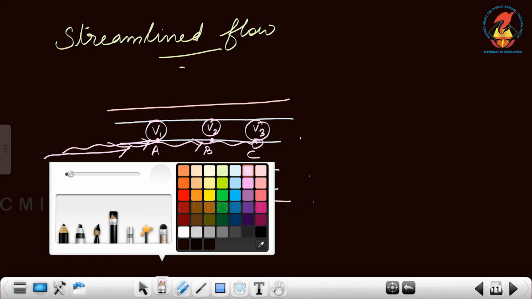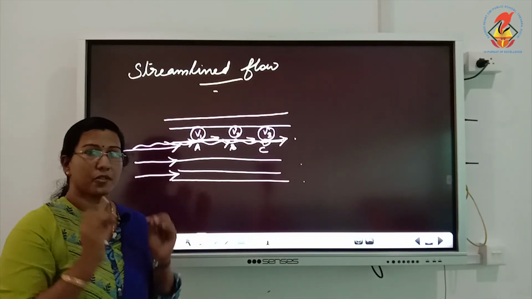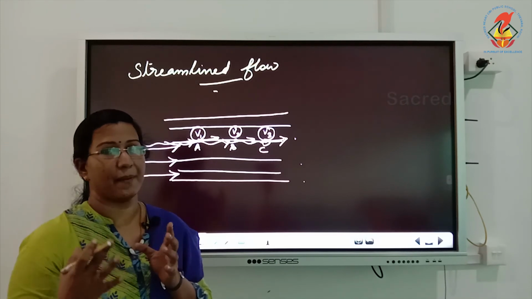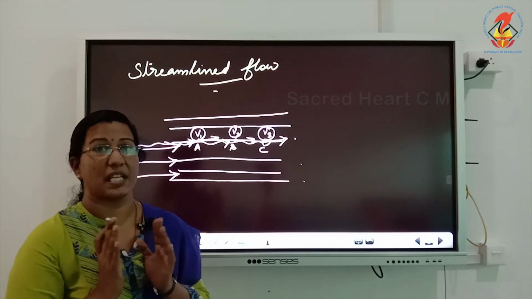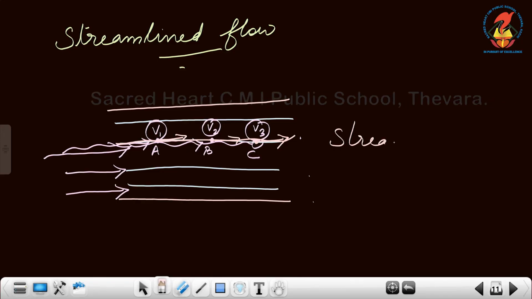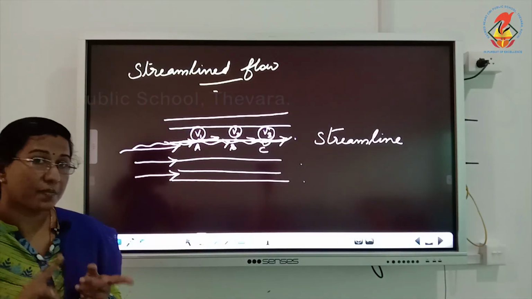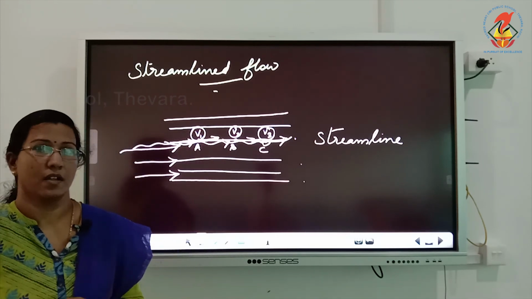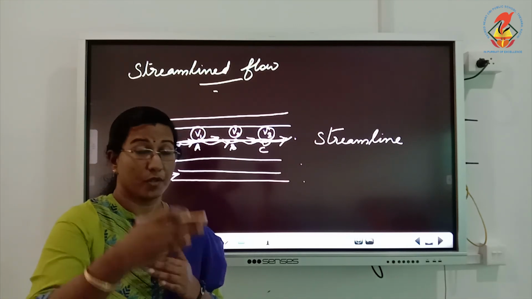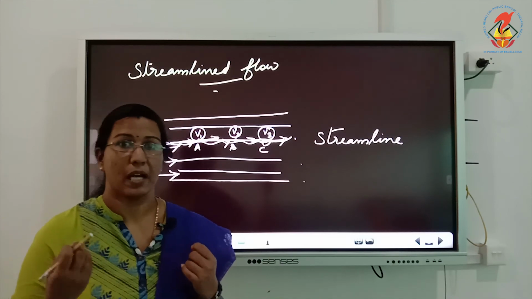So at this point, how will you find the velocity? Just draw a tangent in the direction of flow. At this point, the direction of flow will be like this. At this point, the direction of flow will be like this. So if the speed and direction of the particle passing through a particular point during its flow remain the same, then the flow is said to be streamlined. And this path along which the particles are moving is known as streamline. Streamlined flow means the speed and direction of the particle remain constant at each point in the flow of liquid, and the path along which the particle is moving is known as streamline.